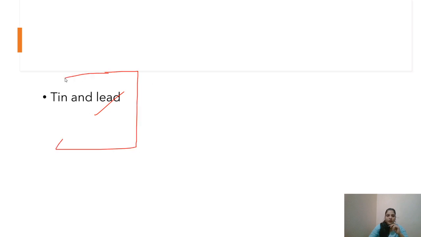Can I ask you a question? Why only tin and lead? What desirable property makes use of it? Yes. So why are we using tin and lead only in fuse wire? Can you tell me what is the desirable property? Any guesses?